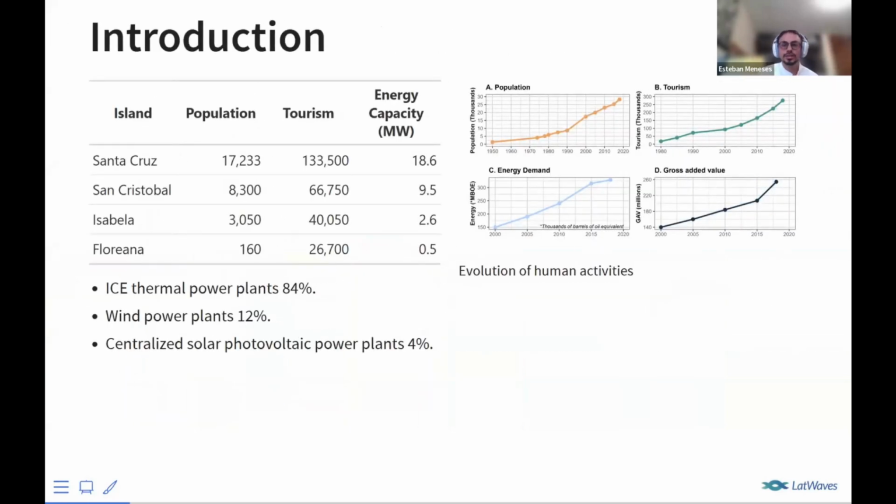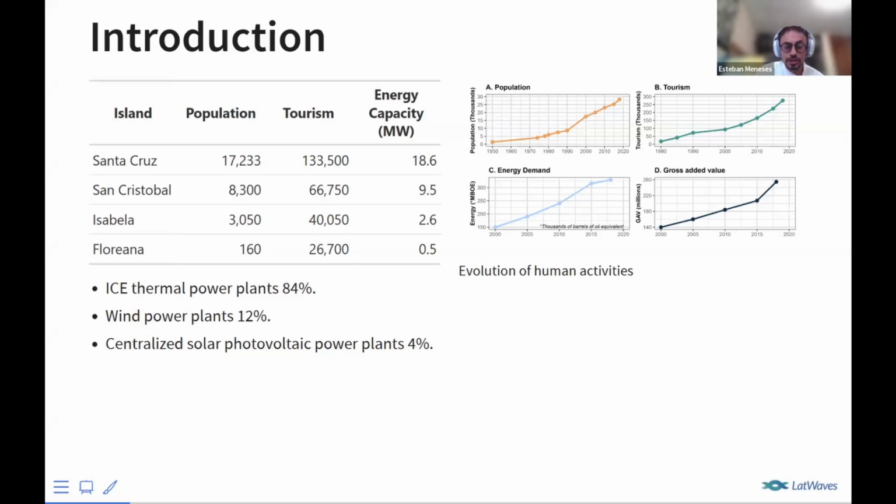As an introduction, population, tourism, energy demand, and gross added value all have an exponential growing trend over the past decades. We consider the 4 inhabited islands: Santa Cruz, San Cristobal, Isabela, and Floreana. Santa Cruz has half of the population and half of the energy capacity, which is around 18 megawatts. And the tourism on this island is around 8 times greater than the population. So therefore, the Galapagos Islands have a tourist-based economy.